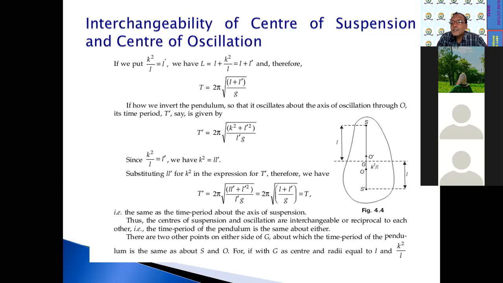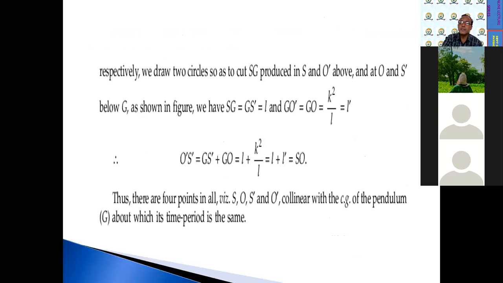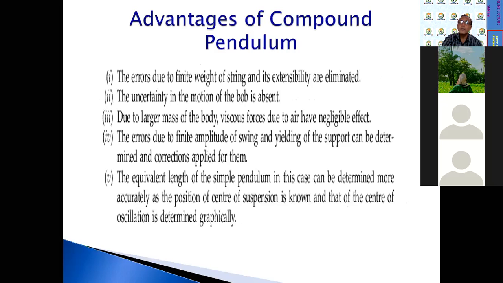No, sir. So that means center of suspension and center of oscillation, this interchangeability is possible only in case of compound pendulum. So that means in case of the compound pendulum, interchangeability of center of suspension and center of oscillation is possible. Have you got? Yes, sir. So this is called as the center interchangeability. Have you got this idea now? This is the same thing I have told you.